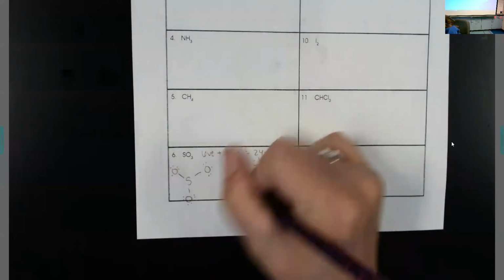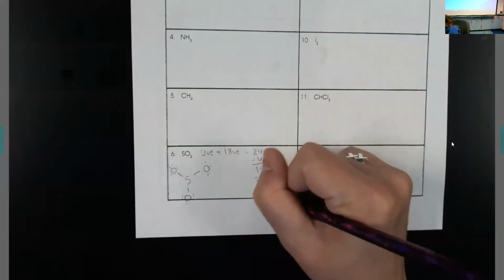Okay, 6, 12, 18. I have used all of my electrons and oh snap, sulfur is not happy. Sulfur is not happy, you guys. Sulfur is missing a lone pair. It only has 6 valence electrons and it needs 8 in order to be stable. Now, there are 2 elements right next to sulfur that just so happen to break this rule.